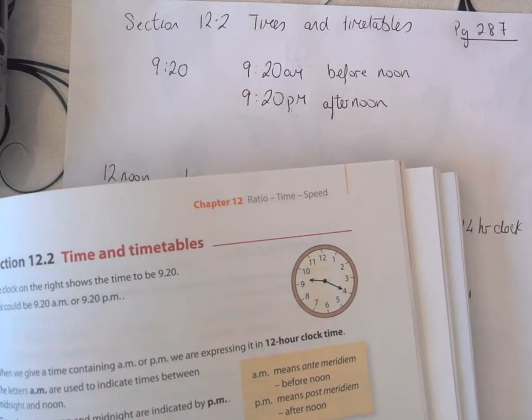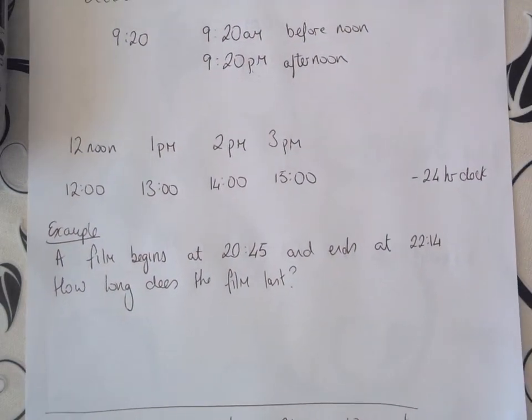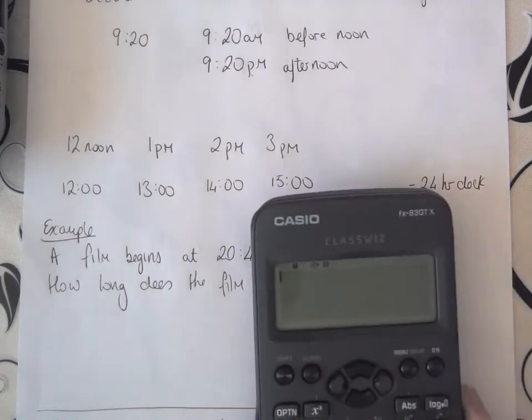Okay, so we're going to look at an example. A film begins at 20:45 and ends at 22:14. So both those times are in 24-hour clock. How long does a film last? Okay, so for working out lengths of times, we can use our calculator.